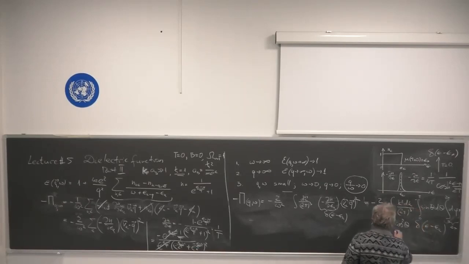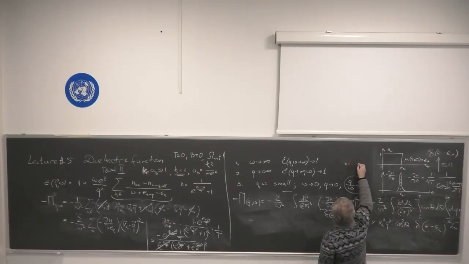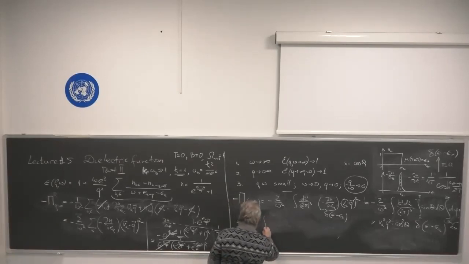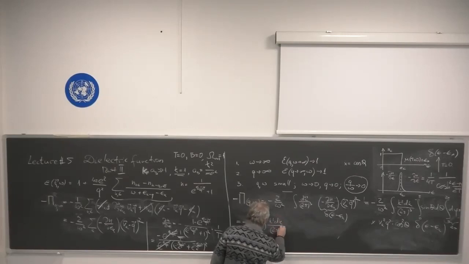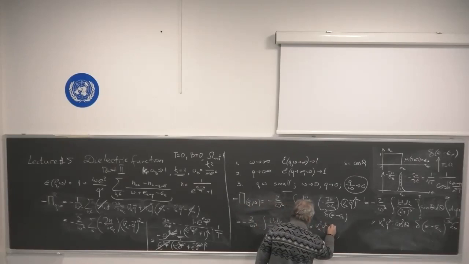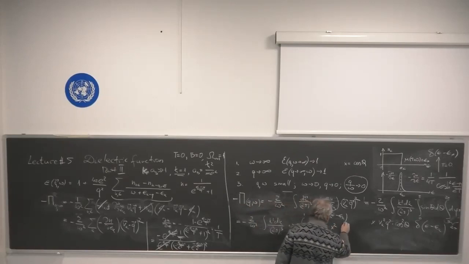So if I define a variable x equal to cosine theta, what I get here is minus 2 over omega squared integral k squared dk divided by 2 pi cubed. I have a 2 pi from integration over d phi. I have integral from minus 1 to 1 dx v_k squared q squared times x squared times delta function epsilon minus epsilon_k.